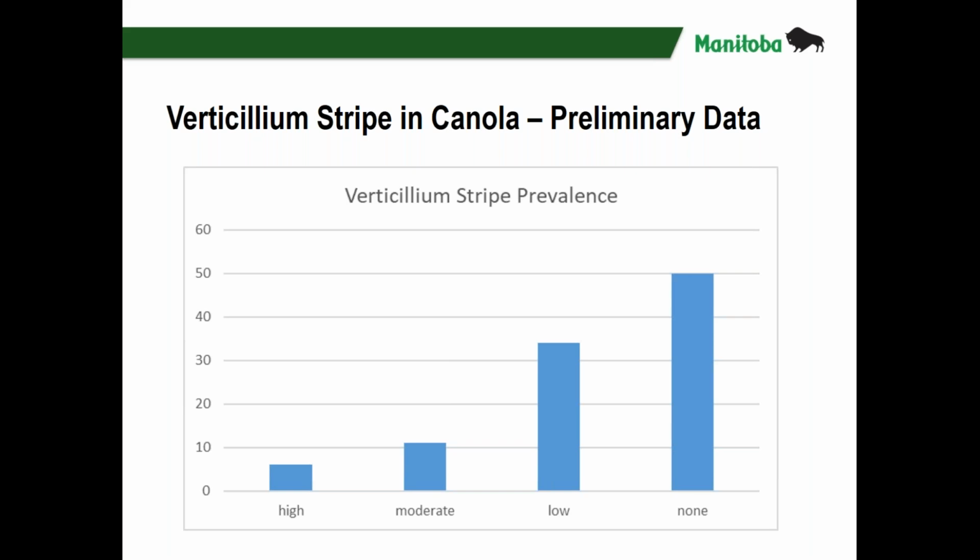This is again prevalence, which is how many of those fields. So 6 out of the 100 showed a high level of the disease, that is more than 50% of the plants within a field showing symptoms of one sort or another. Moderate is between 10 and 50%, and so that's just over 10%. And low, that is only a few plants showing some symptoms, over 30%. But in total, we have 50% prevalence. That's an increase from the year previous.